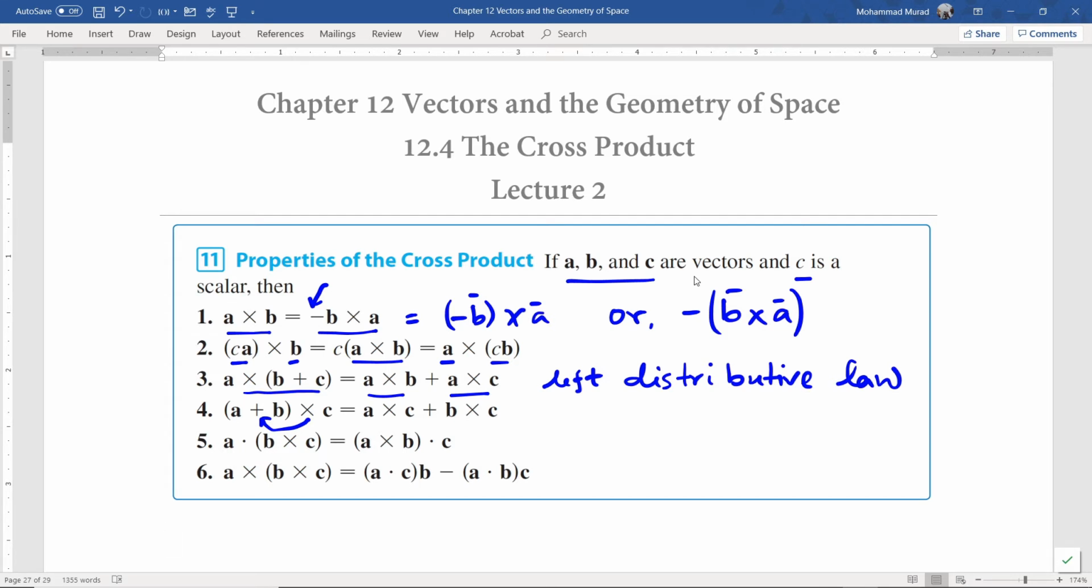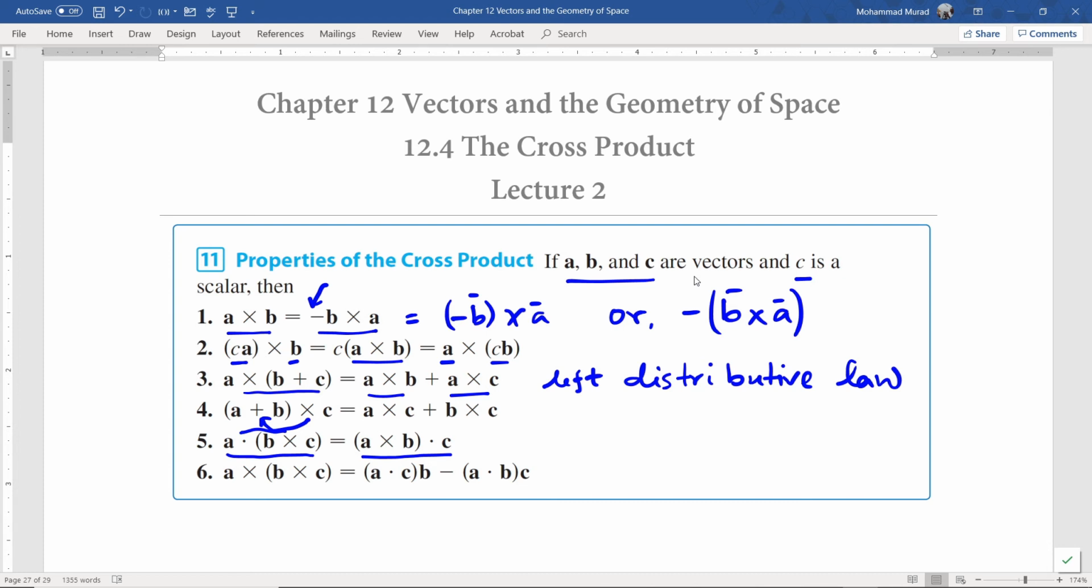The fifth property reads: A dot (B cross C) equals (A cross B) dot C. Observe that on the left and right hand sides, we have the same appearance of A, B, C, in the same order, but the dot and the cross switched their positions. So without harming the order of A, B, C, we can interchange the positions of dot and cross product. So they commute.